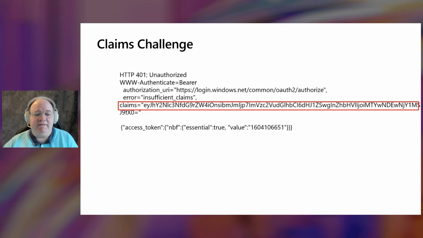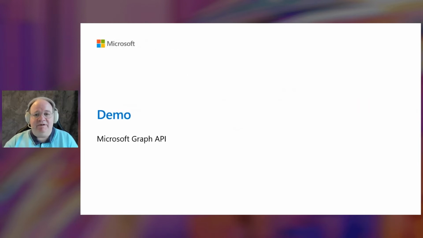And in order to have an acceptable token, it needs to meet this particular claims challenge, in this case, not before the specific time that's issued here. So as an application developer, I take that 401 and the claims challenge I get from calling Microsoft Graph, go back to MSAL, ask for a new token, providing this claims challenge, and then that application would get the proper token to go on and call Microsoft Graph.